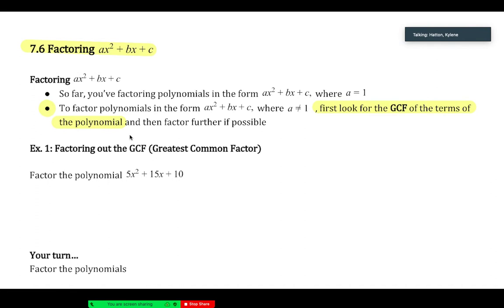So I'm going to redraw that template that we talked about yesterday, just so we have it to reference. So you draw a big X. A times C goes on top, B goes on bottom. And we're looking for numbers that multiply to A times C but add up to B. Those numbers will go on the left and right side. And then we need to remember to write it over A.